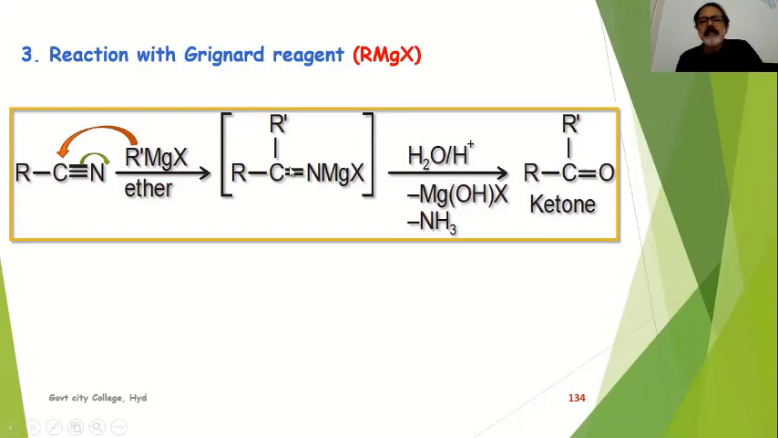After that, on hydrolysis, the bond breaking will take place. When bond breaking takes place, you are getting a C double bond O, which is a ketone. So Grignard reagent with cyanide will give a ketone. You try to remember.